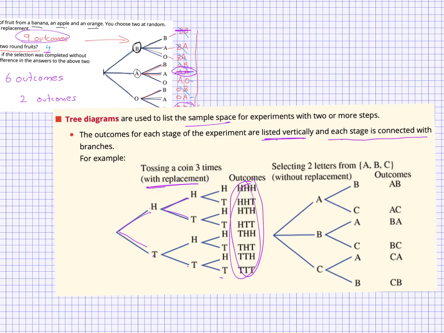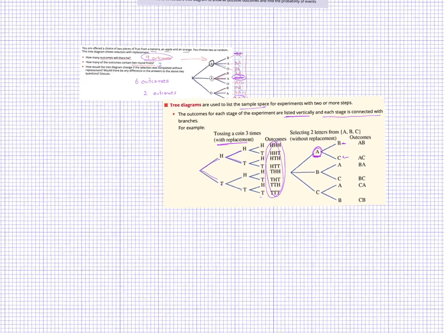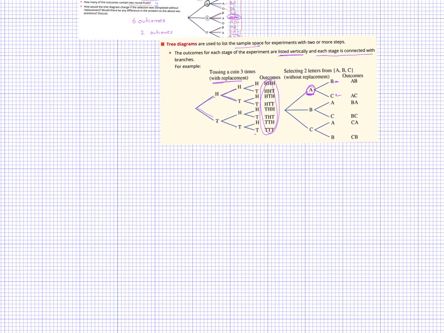Okay, so with replacement is when you can have the same result multiple times. Without replacement is when once you have that result, it's no longer available for choice. So if I chose A the first time, I couldn't choose A the second time, it's only B or C. Okay, so tree diagrams, in my opinion, are one of the more simple things to draw. All right, so let's have a look at drawing one.